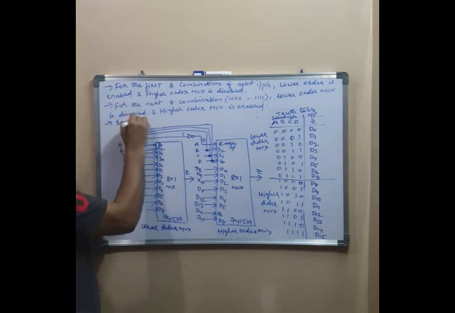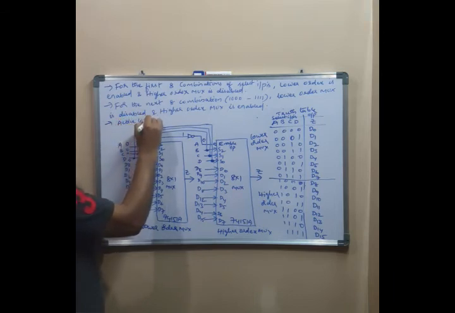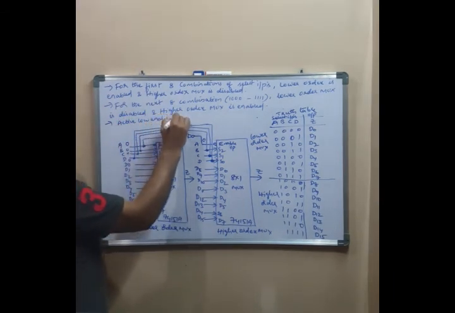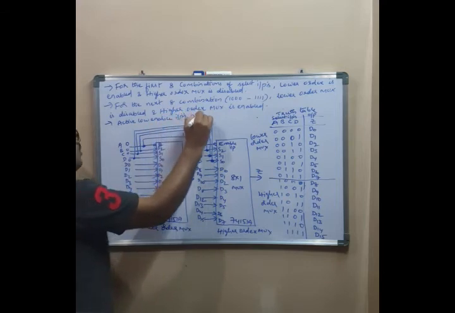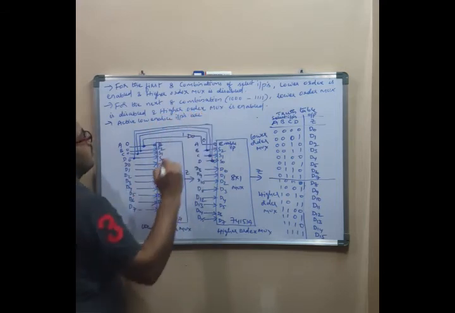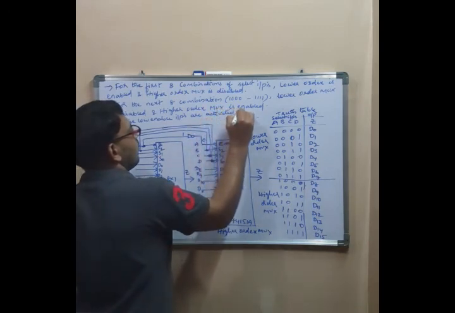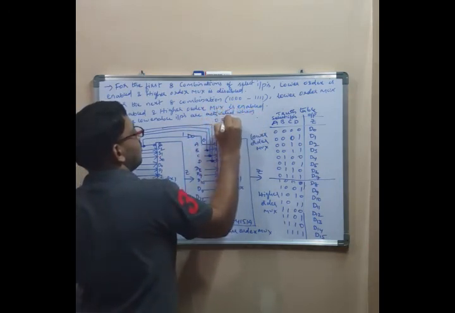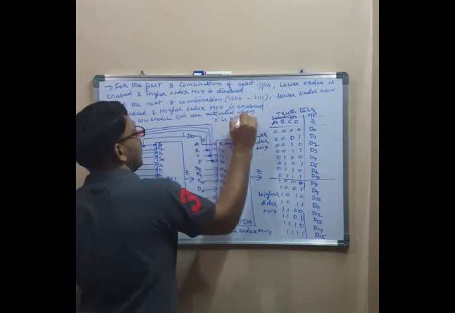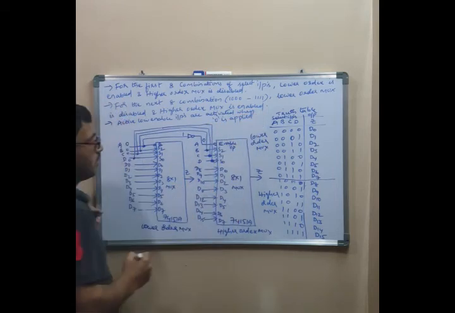Enable inputs are active low; enable inputs are activated when 0 is applied. Right?